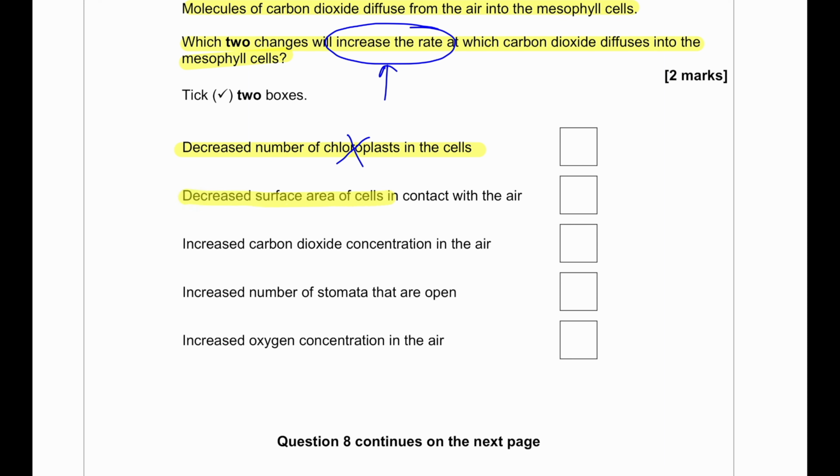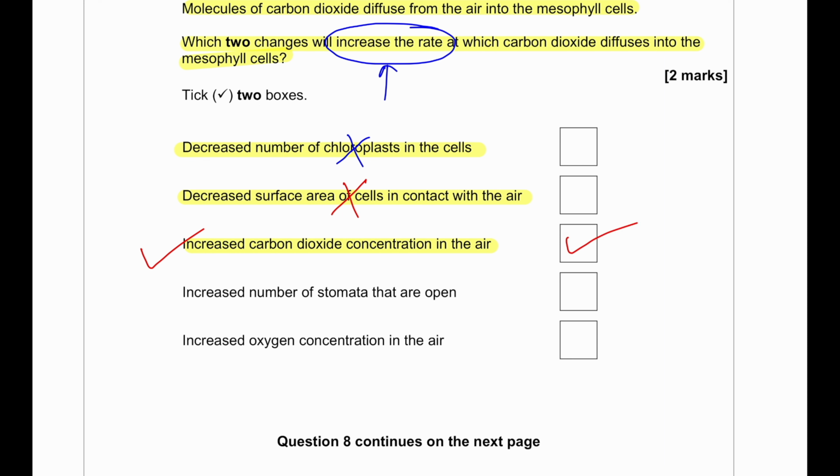Decrease surface area of cells in contact with air. If we decrease the number of cells that are in contact with air, then less carbon dioxide will be taken by the plant. Increase carbon dioxide concentration in the air. So yes, if the carbon dioxide concentration outside the leaf increases, then CO2 diffusion inside the leaf mesophyll cell will increase.